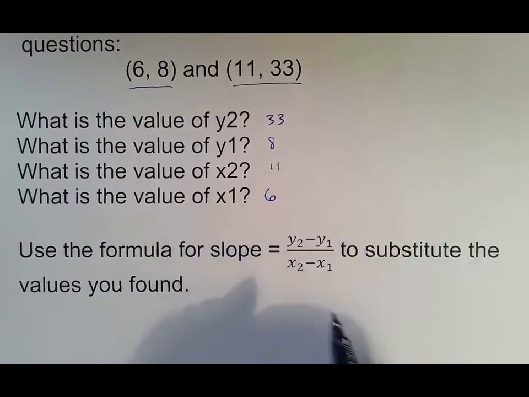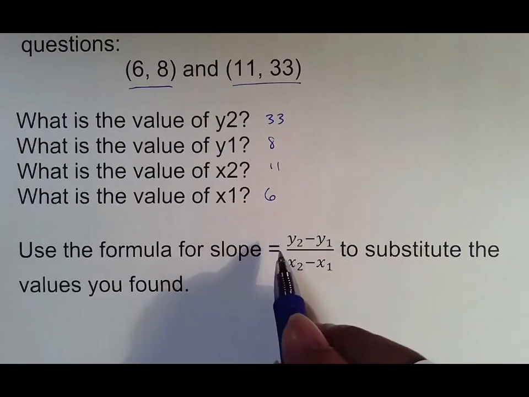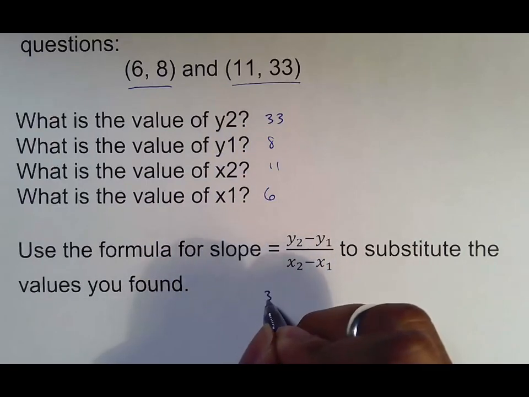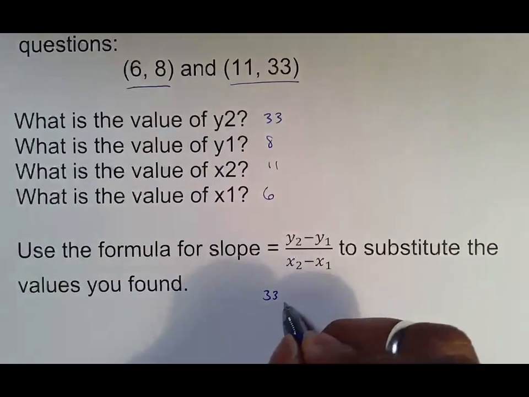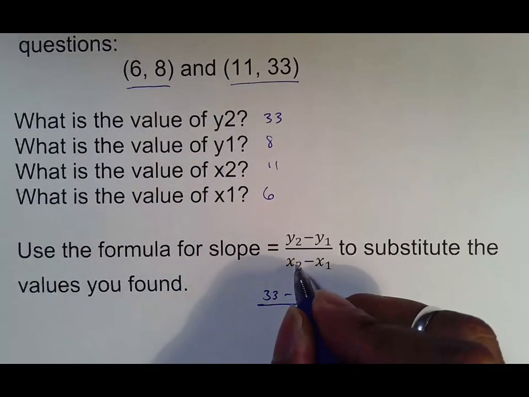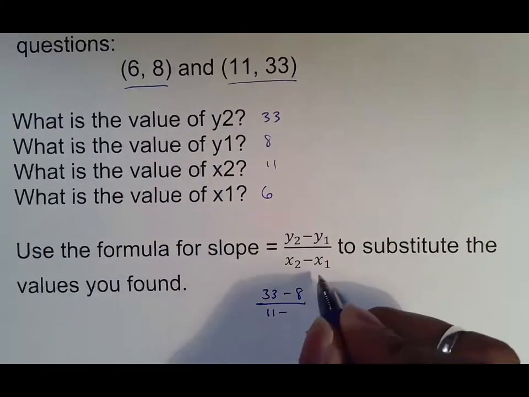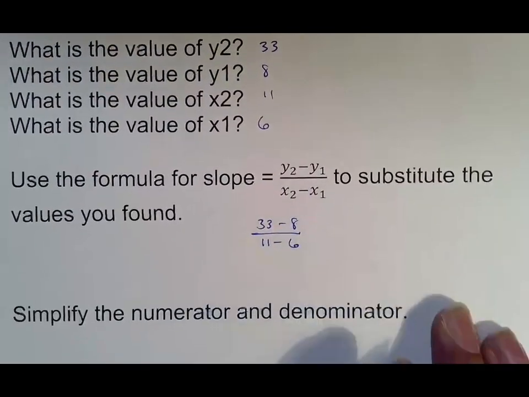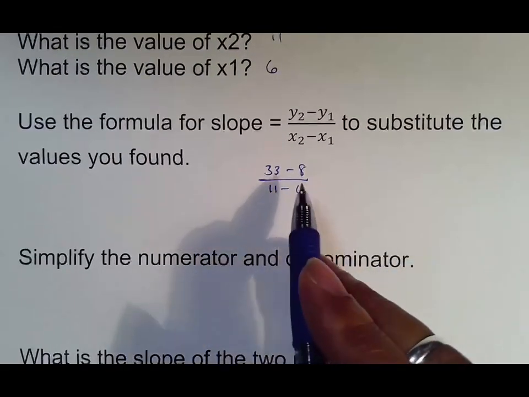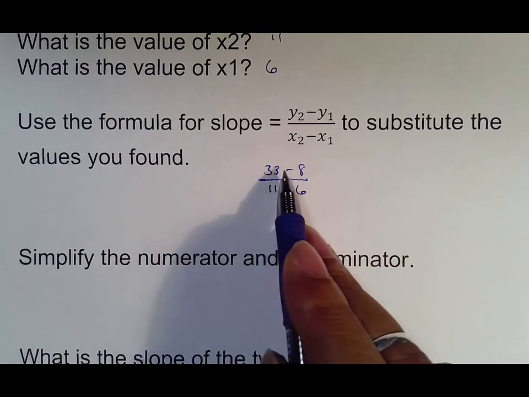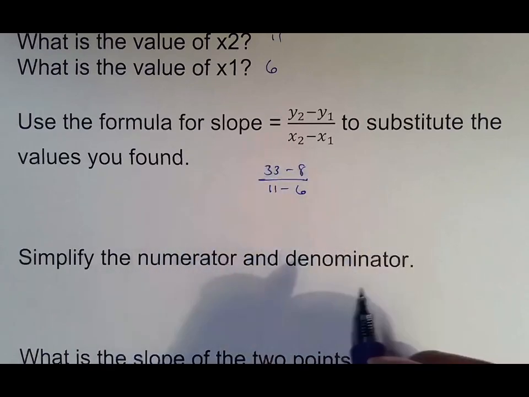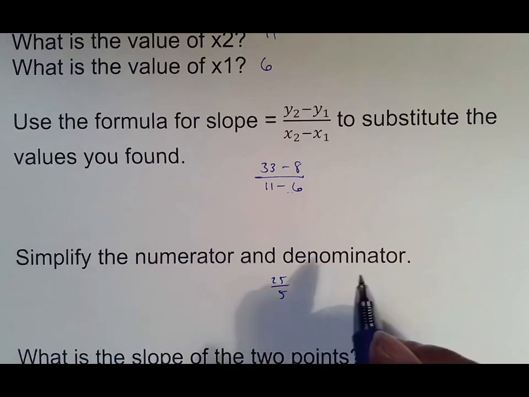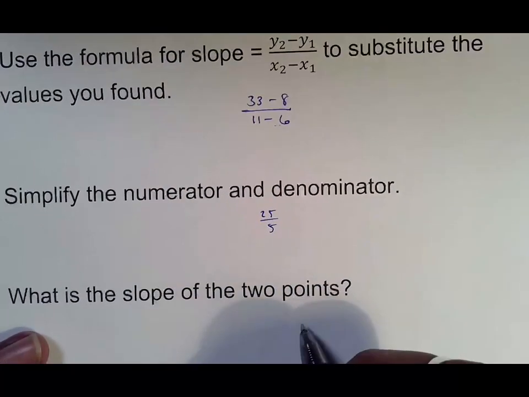In the end, you take those things and substitute directly. So y2 minus y1 is going to be 33, that's your y2, minus y1, which is 8, over x2, which is 11, minus x1, which is 6. You've got to make sure you don't get mixed up on that, otherwise it'll get really interesting. Then you're going to take your calculator, though I'm not going to use one yet: 33 minus 8 is 25, 11 minus 6 is 5, and in the end 25 divided by 5 is just 5.